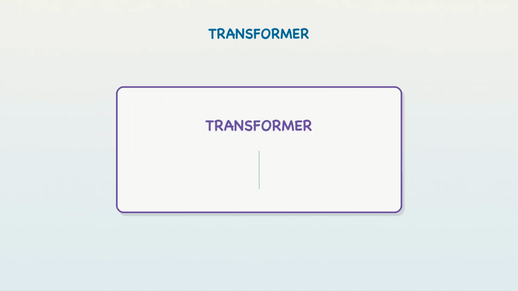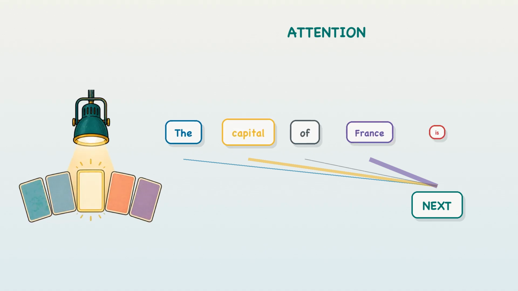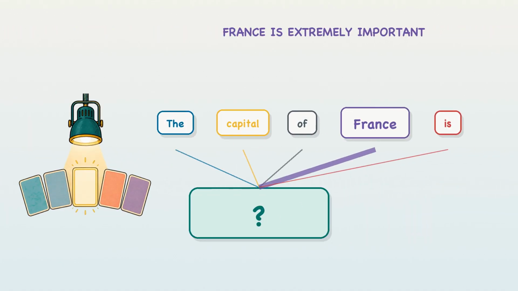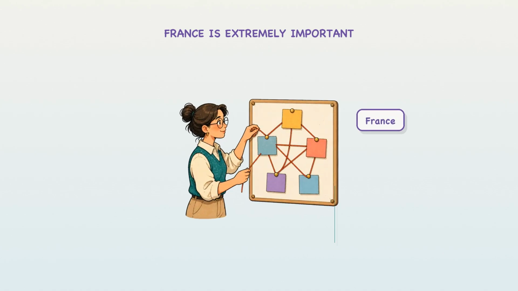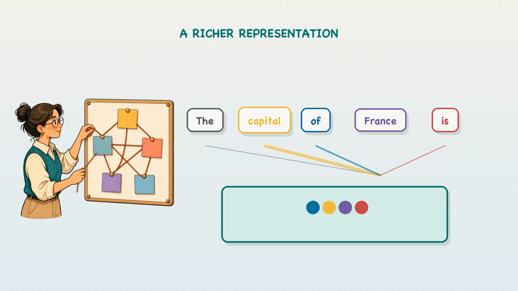This is where the transformer becomes important. Inside a transformer is a mechanism called attention. Attention allows each token to examine other tokens and decide which ones are important. In our example, the capital of France is. The model can learn that France is extremely important when predicting what should come next. The word capital also matters. The word of matters differently. All of these relationships help the model build a richer representation of the sentence.